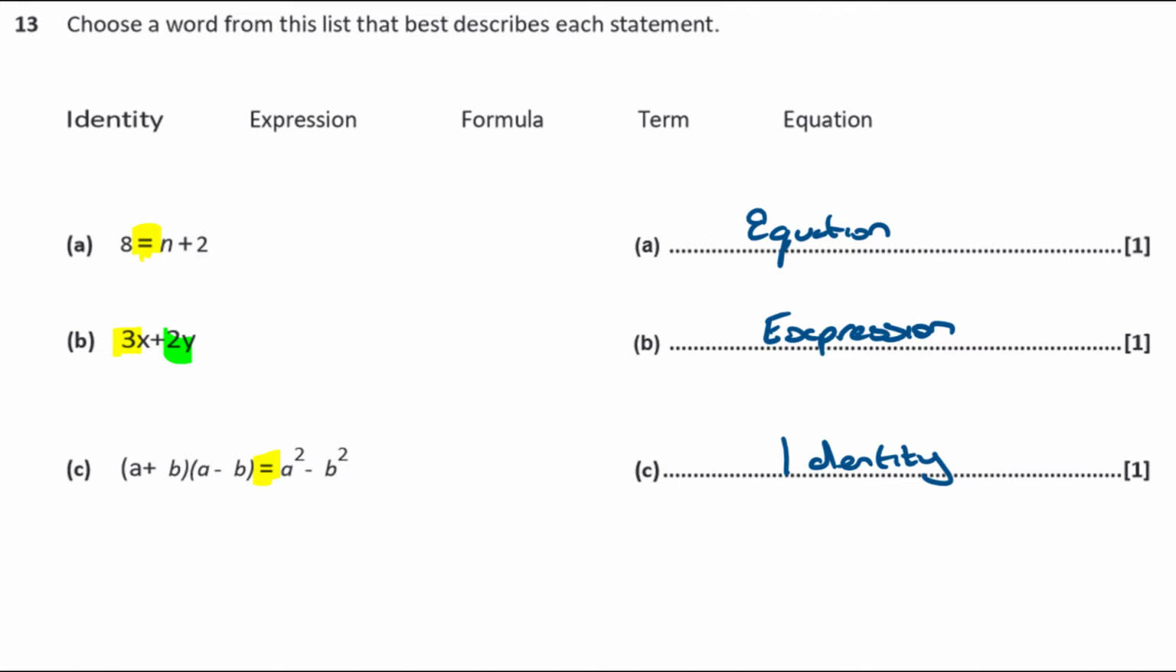But an identity is different. It actually works for any values. In this case, a plus b times a minus b, it doesn't matter what the value of a or b is, this is always true. a could be 10, 100, a million, 0, 52.6 or pi, it doesn't really matter. If you multiply it out like that, you're going to get a squared minus b squared always.